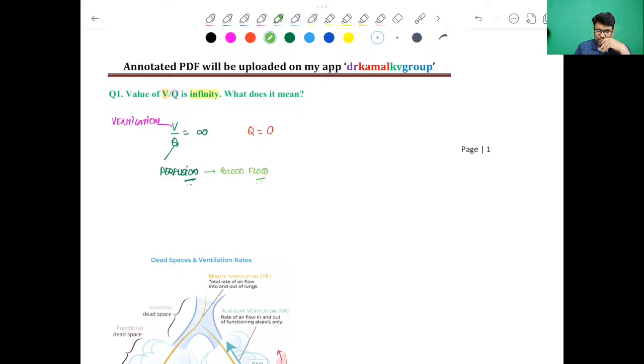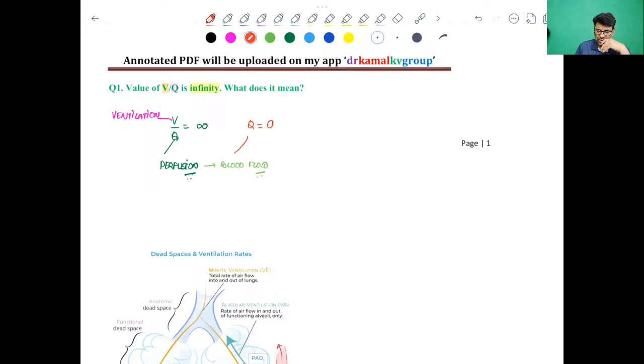Okay, so yes, Zaim Khan, you are correct. So it means perfusion is 0. It means there is no perfusion, and hence there can be the interpretation that there is no blood flow. Clear? So there is no blood flow.